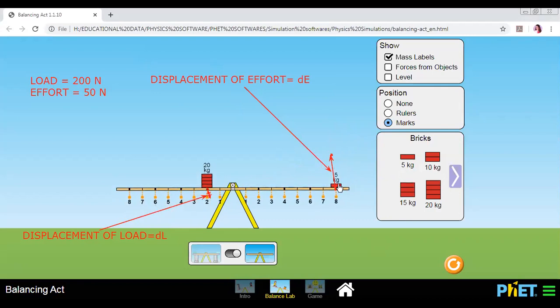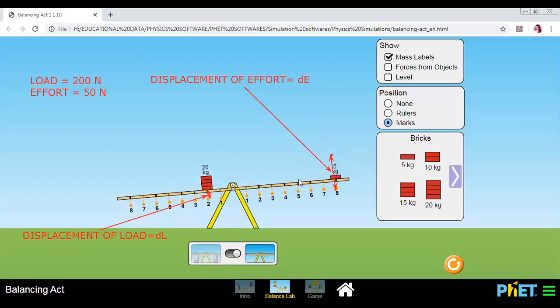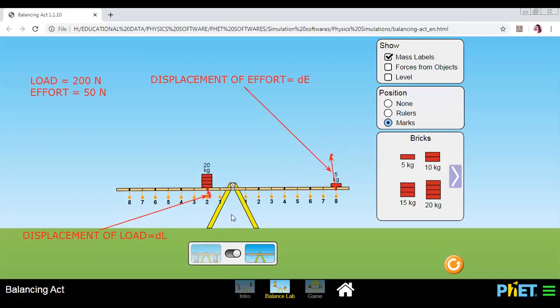And here if I remove it again, look at this. This is the initial position of load, and then when I place it, you will find that's the final position of load. So that's my displacement of load. What is your conclusion? Which is bigger here? This line and this line, which is bigger? We observe that my displacement of effort is greater than the displacement of load.